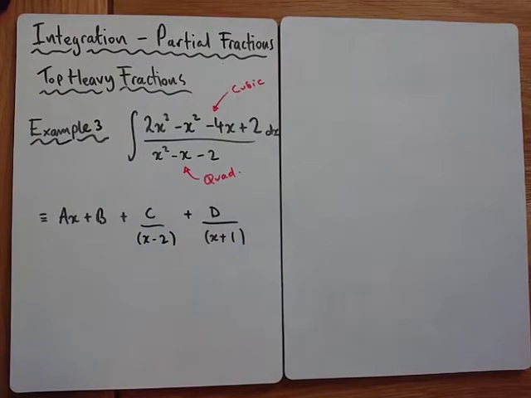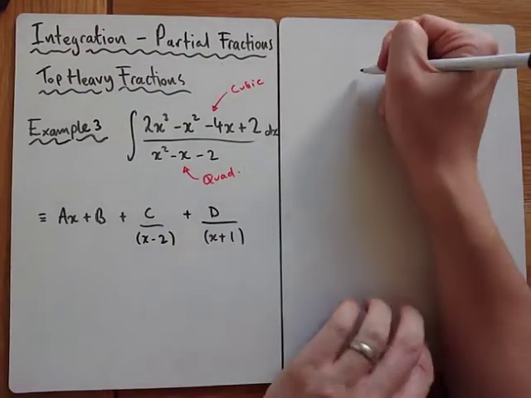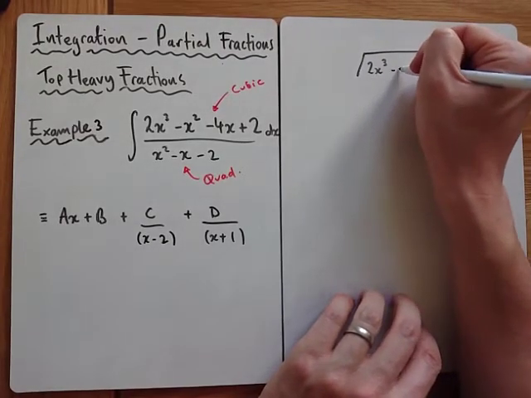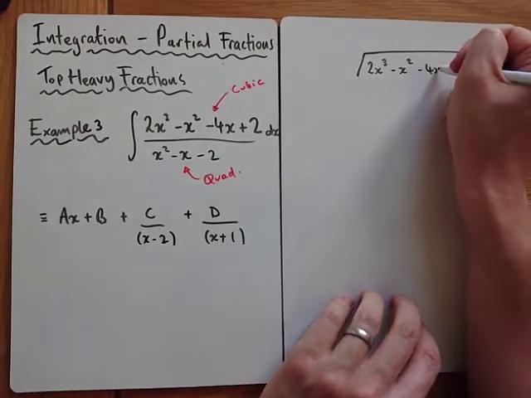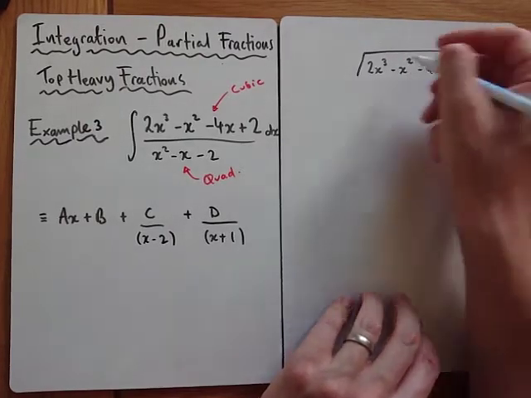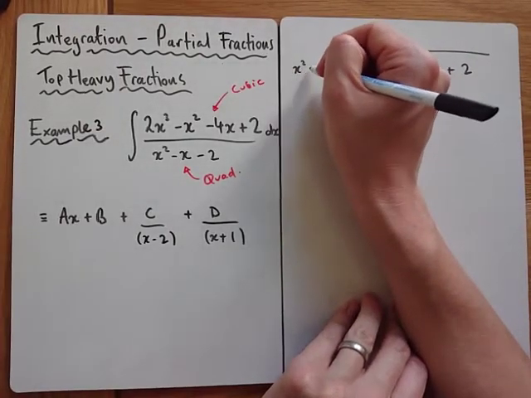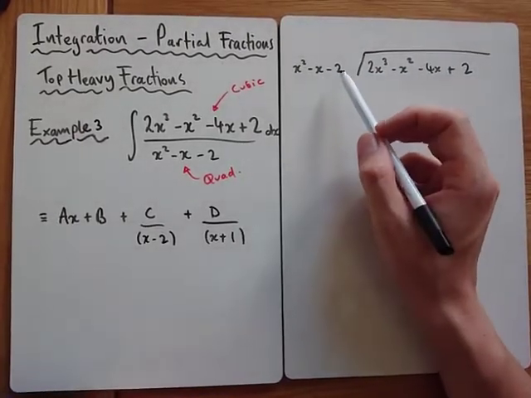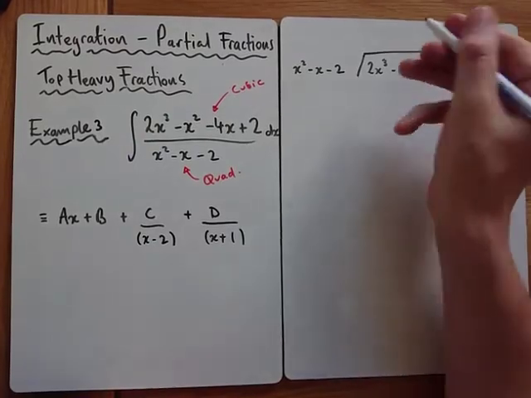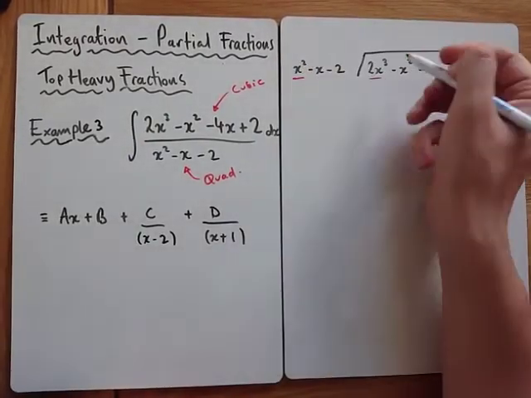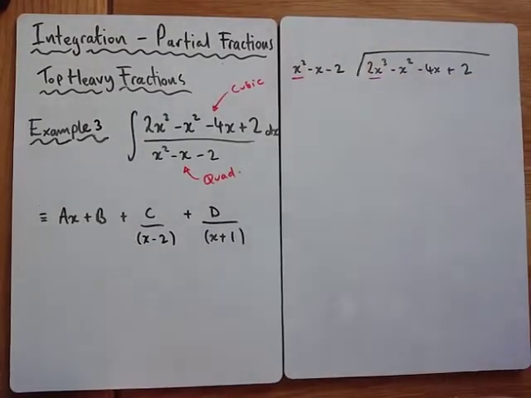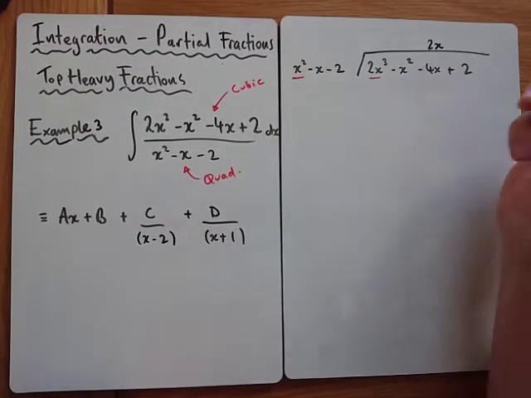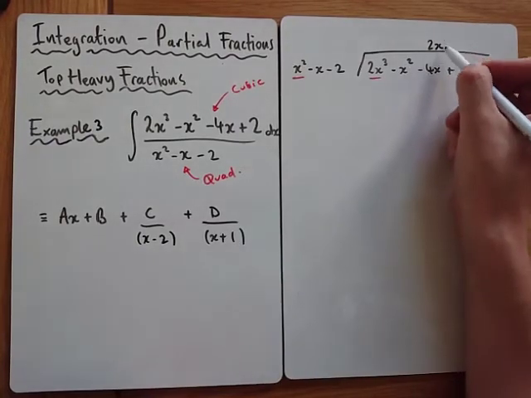Okay, so the first thing I'm going to do is divide. Give yourself enough space for this. 2x cubed minus x squared minus 4x plus 2, and we're dividing that by x squared minus x minus 2. 3 steps is algebraic division. Remember, you always focus on the leading term. So 2x cubed divided by x squared would give me 2x. That's the first step. Next step is to multiply everything.